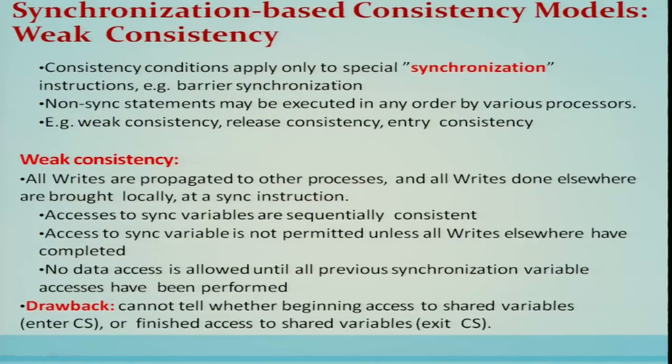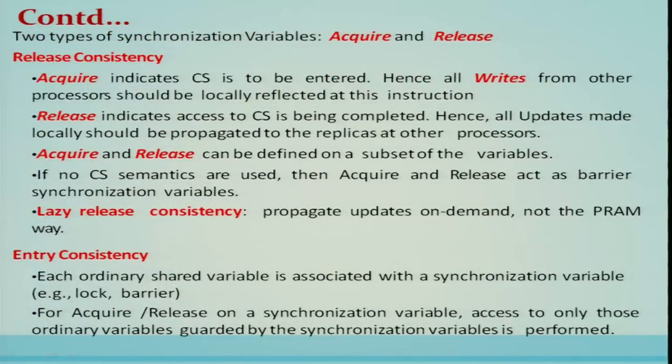In weak consistency, all the writes are propagated to the other processes, and all writes done elsewhere are brought locally at the sync instruction. Access to the sync variables is sequentially consistent. Access to the sync variables is not permitted until all writes elsewhere have completed. No data access is allowed until all previous synchronization variable accesses have been performed. Drawback: it cannot tell whether the access to the shared variable is the beginning, entering the critical section, or the end, exiting the critical section.